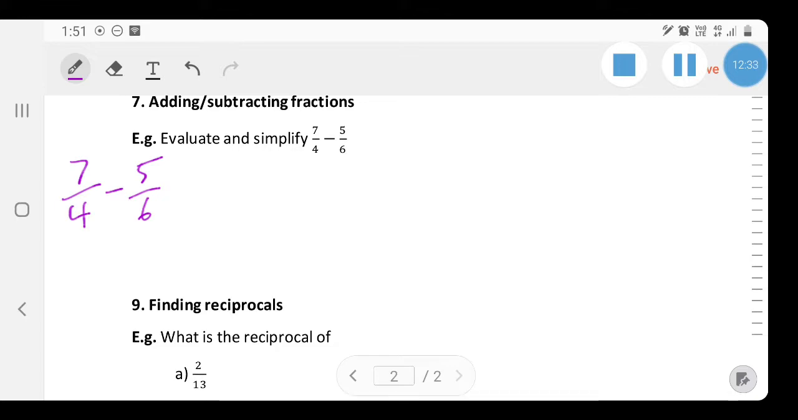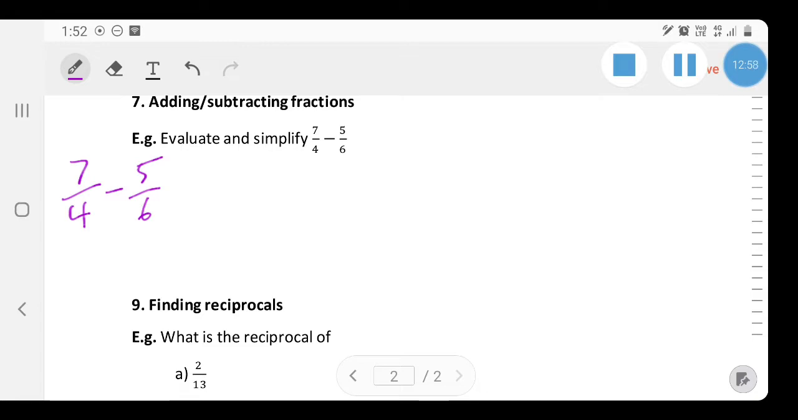You might think it would be 24, because 4 and 6 both go into 24. And quite often the lowest common multiple is actually just the two denominators multiplied together. But if you look carefully, you'll see that that's not the case for this example. 4 and 6 both go into 12, don't they? Okay, so the lowest common multiple is 12.